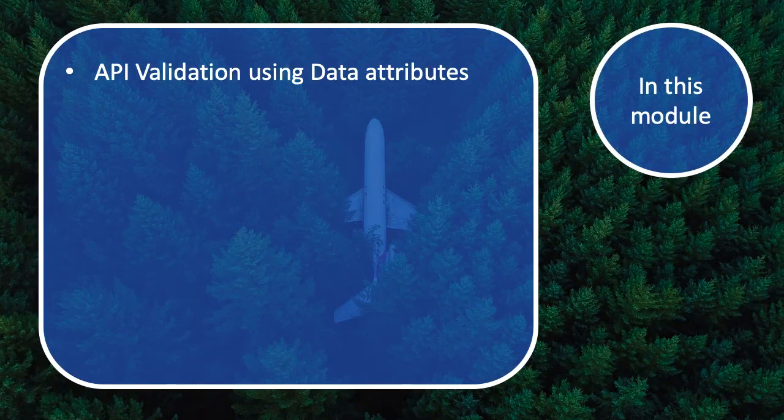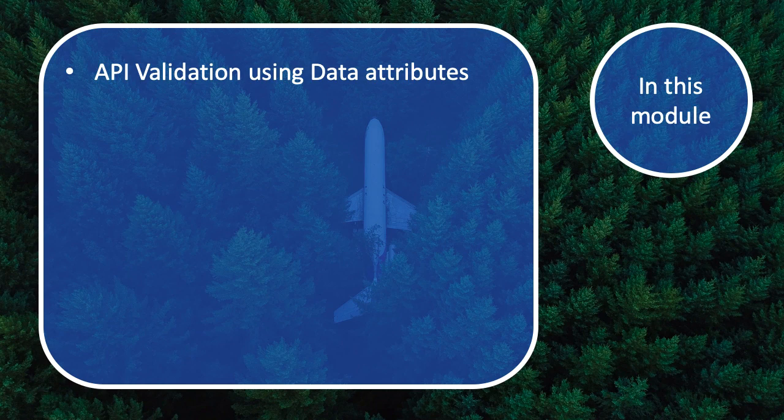And first of all, we're going to take a look at validation in our API. And validation in our API is essential. We want to protect our server from receiving bad data from the client. And the way that we can do that is by validating the data that is sent from the client to our server. And there's a few different ways of looking at this.